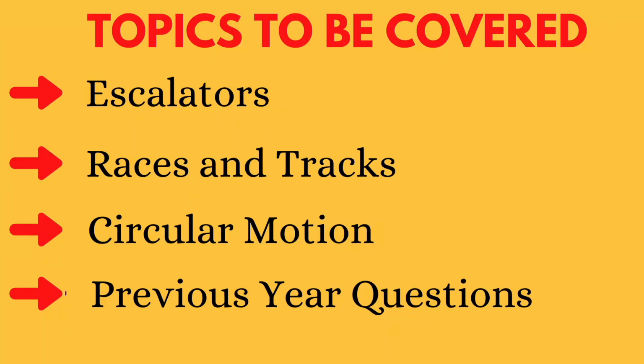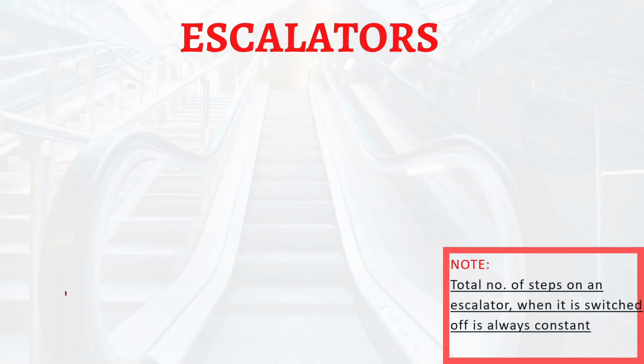In this session, we'll first look into escalators, and then we'll move on to the concept of races and tracks, and then we'll move on to circular motion, and we'll solve some of the previous year CAT questions. Let's start with escalators. We all are aware of escalators, right? We can see escalators in shopping malls and in various places. So how can we relate the concept of escalators with the concept of time, speed, and distance?